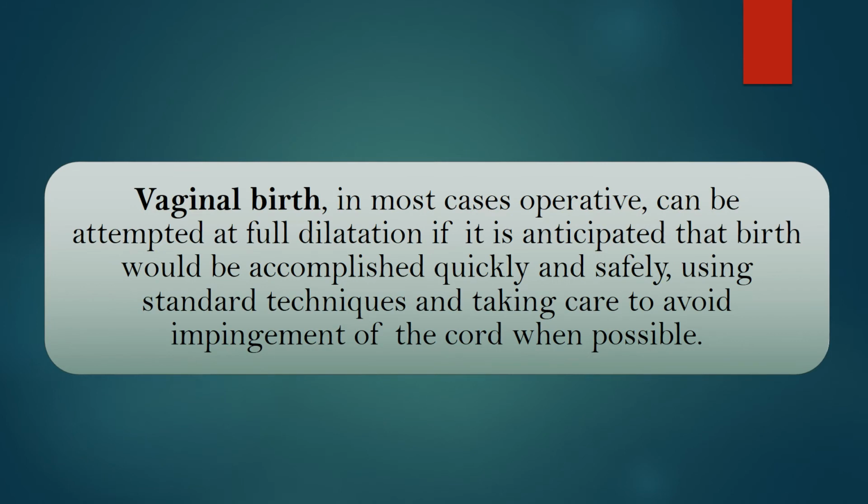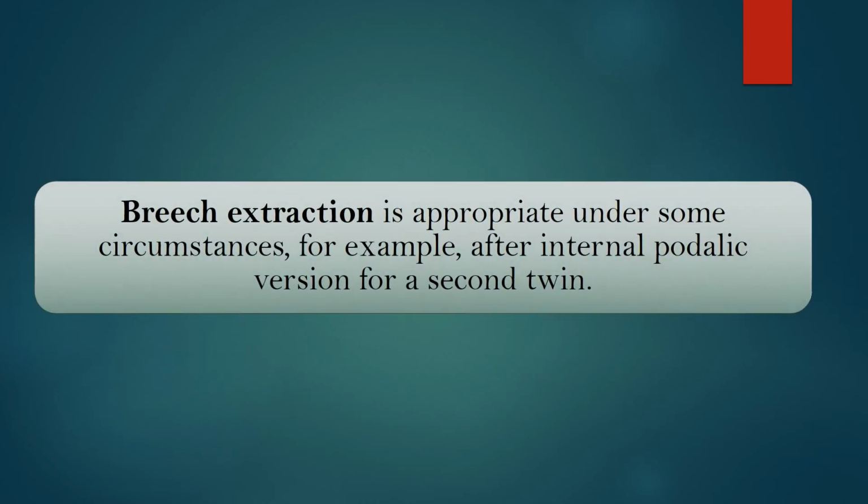Vaginal birth, in most cases operative, can be attempted at full dilatation if it is anticipated that birth would be accomplished quickly and safely using standard techniques, and take care to avoid impingement of the cord when possible. Breech extraction is appropriate under some circumstances, for example, after internal podalic version for a second twin.